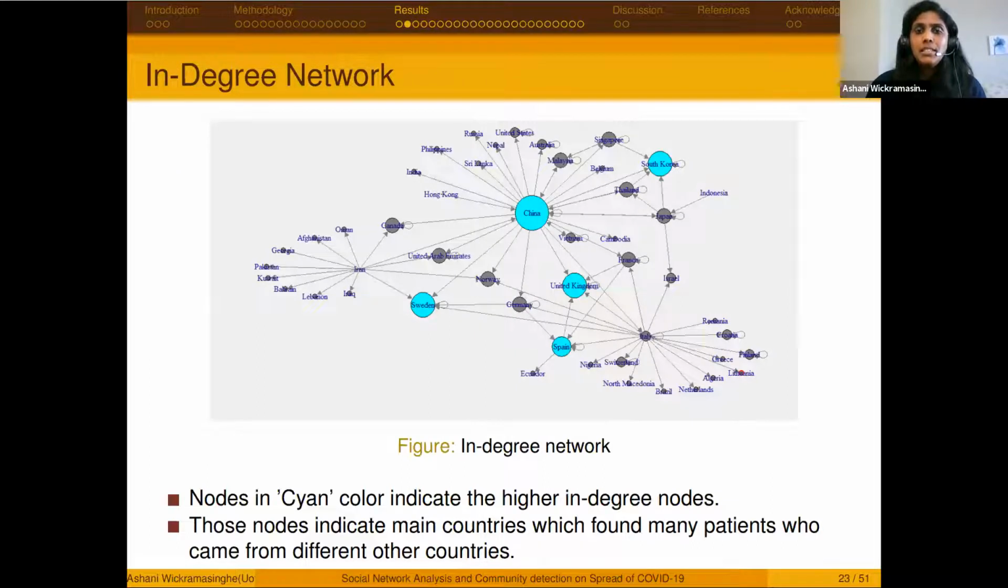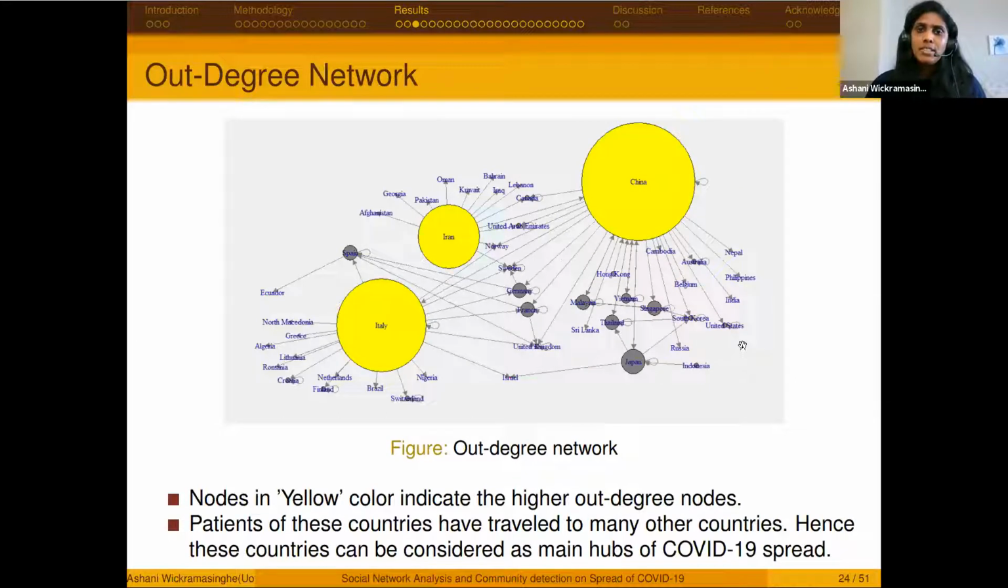So through this in-degree network, we can identify countries with higher in degrees. In cyan color, you can see those countries, mainly China, United Kingdom, Sweden, Spain, and South Korea have higher in degree, which means in these countries, many patients were found who came from other countries. In this out degree network, yellow color nodes have higher out degree. China, Italy, and Iran show higher out degree. Those countries can be considered as main hubs of COVID-19 spread.